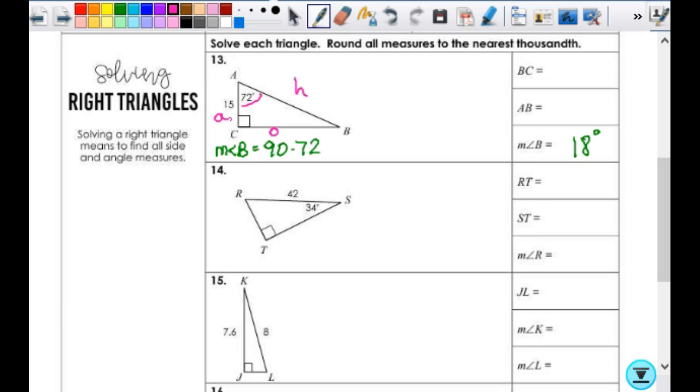So if I'm using adjacent and hypotenuse, what trig function is that? Cosine. So it's going to be the cosine of 72 is equal to the adjacent, which is 15, over the hypotenuse, which is the length of AB. Okay. So since that is in the denominator, they'll switch places, and the length of AB is equal to 15 over the cosine of 72. And remember, the way you read this is the length of line segment AB. So go ahead and let's type that in, get an answer.